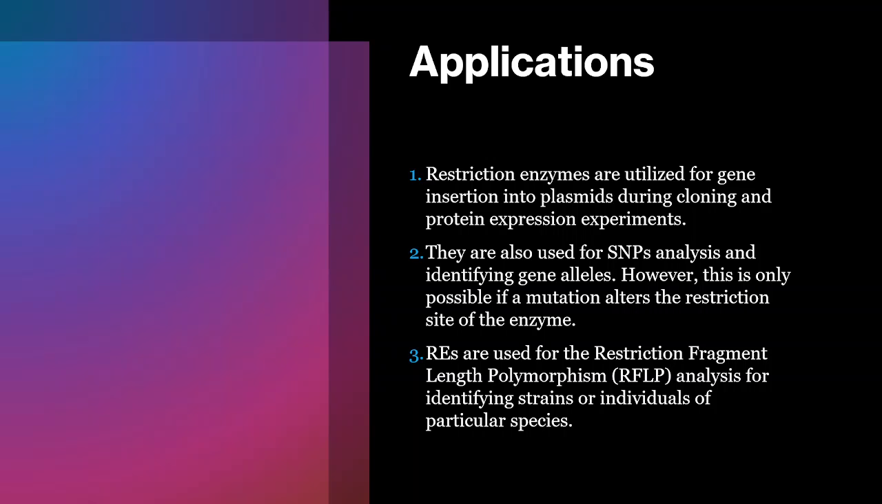Applications of restriction enzymes. Restriction enzymes are utilized for gene insertion into plasmids during cloning and protein expression experiments. They are also used for SNP analysis and identifying gene alleles. However, this is only possible if a mutation alters the restriction site of the enzyme. Restriction enzymes are also used for restriction fragment length polymorphism analysis for identifying strains or individuals of a particular species.